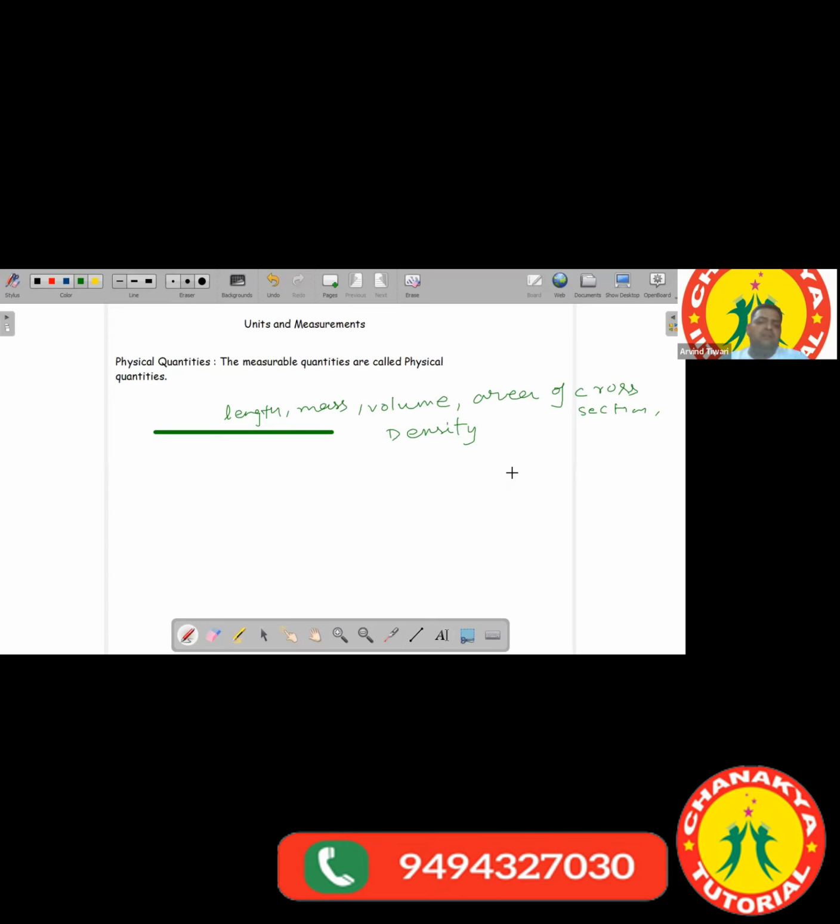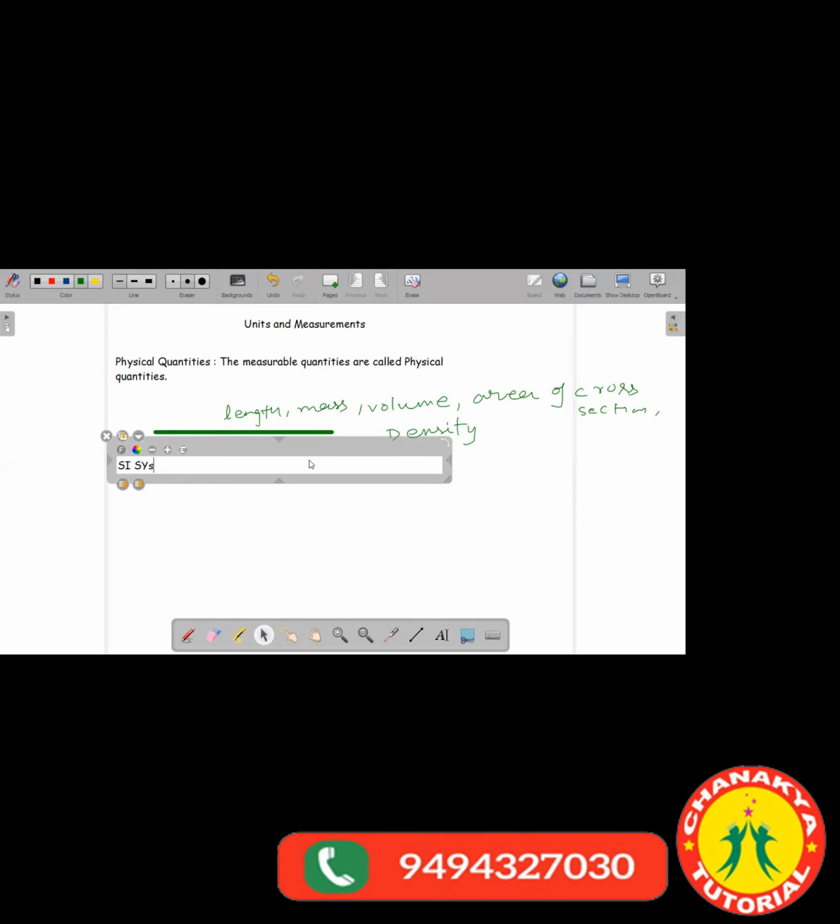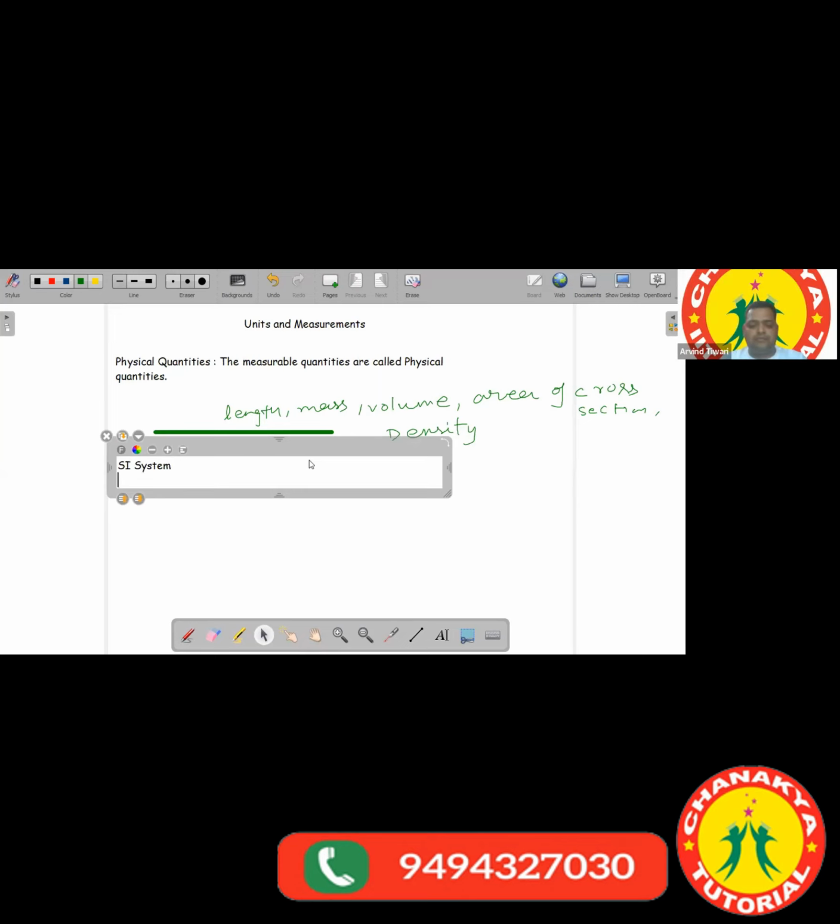Now, out of all these physical quantities, the SI system of units has introduced 7 fundamental quantities. The 7 fundamental quantities of the SI system. So, can anyone name the 7 fundamental quantities? Length and mass. Not volume. Volume is not a fundamental quantity.